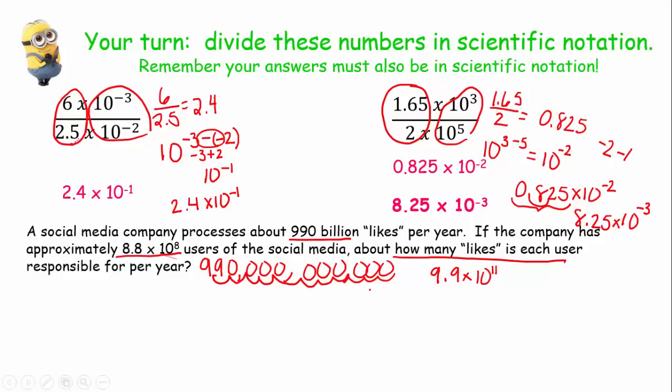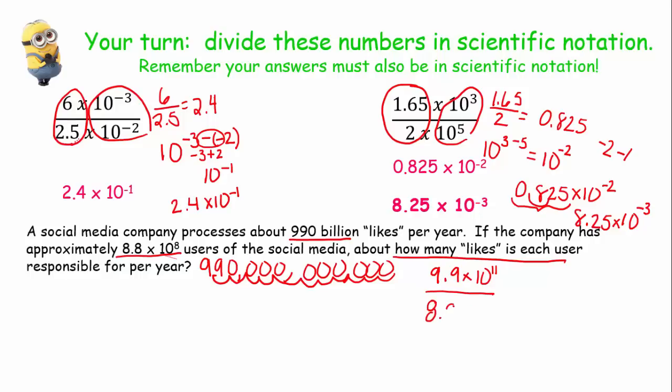Okay, so now we have this 8.8 times 10 to the 8 users of social media. So let's think about it. Are we going to add, subtract, multiply, or divide? Well, we haven't talked about adding or subtracting yet, and we've talked about multiplying, but are we having a bigger total? Do we want our amount to be bigger? Or are we looking at per user? When we look at per user, that's an indicator that we're going to be dividing.